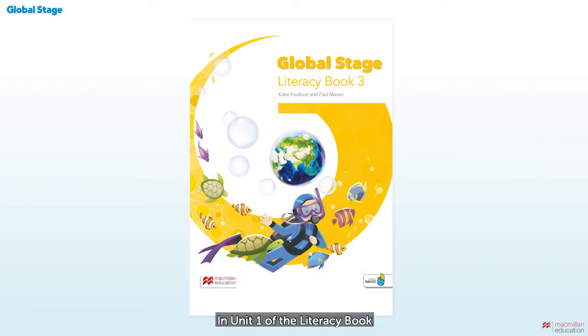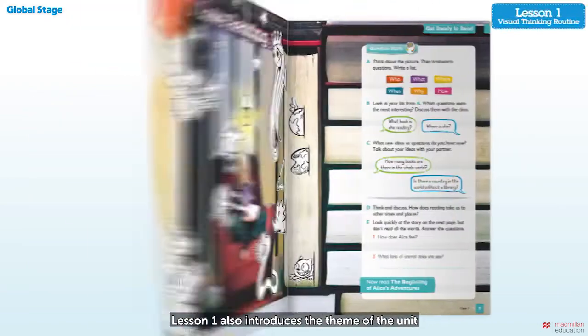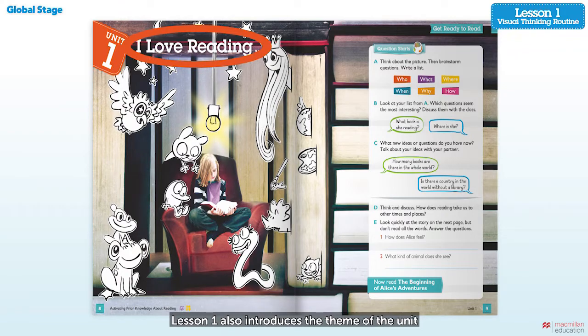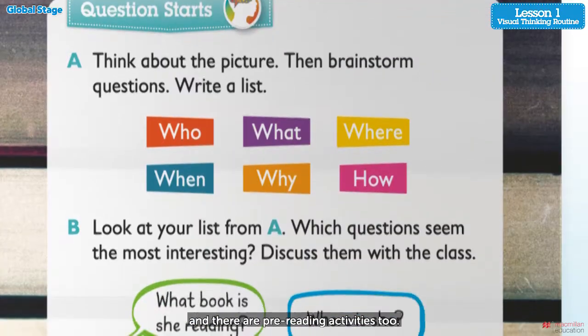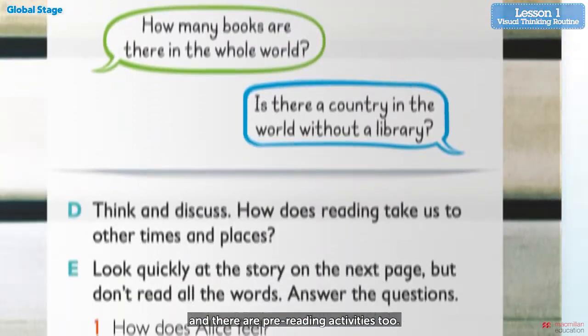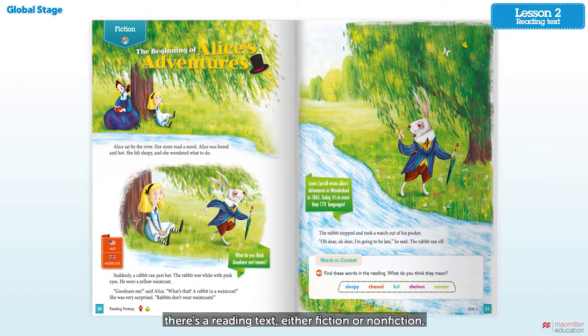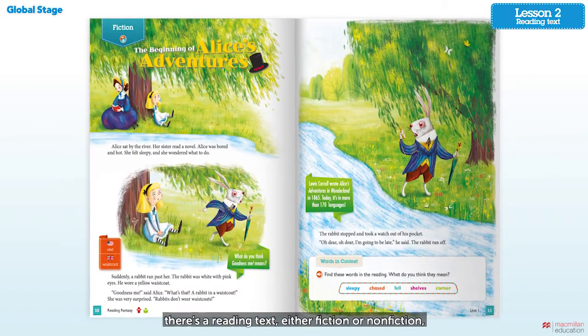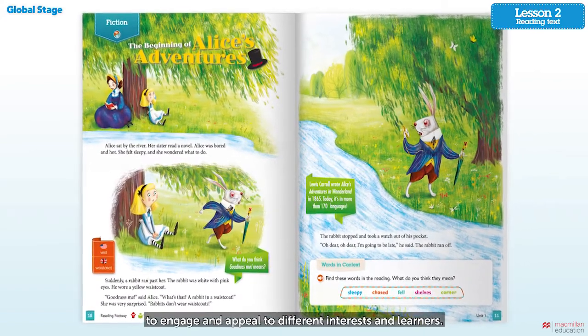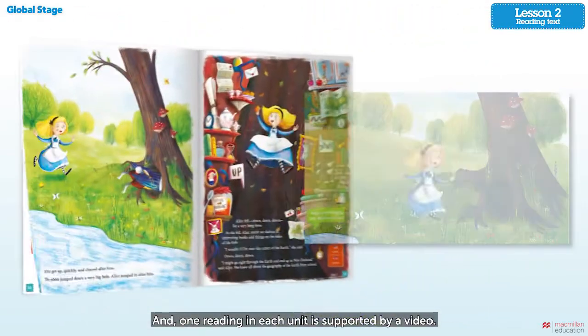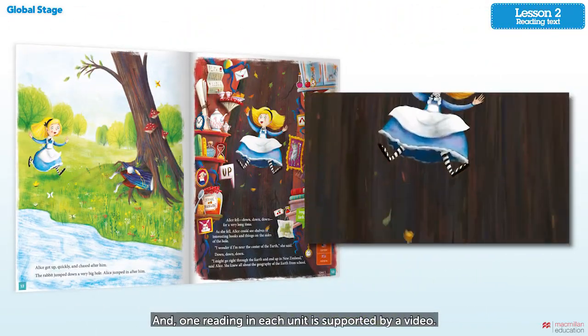In Unit 1 of the Literacy book, Lesson 1 also introduces the theme of the unit and always starts with a visual thinking routine. And there are pre-reading activities too. In Lesson 2 in every unit, there's a reading text, either fiction or non-fiction, to engage and appeal to different interests and learners. And one reading in each unit is supported by a video.